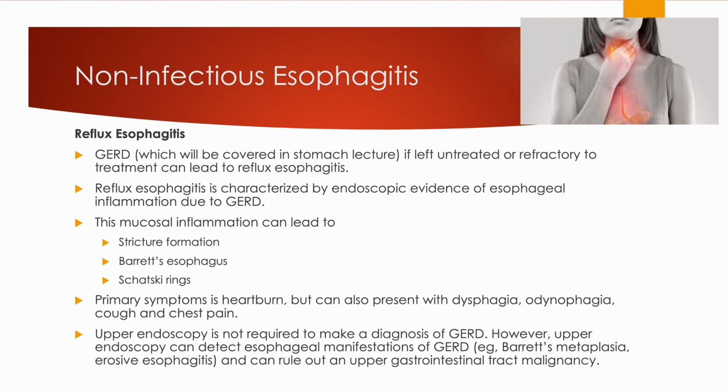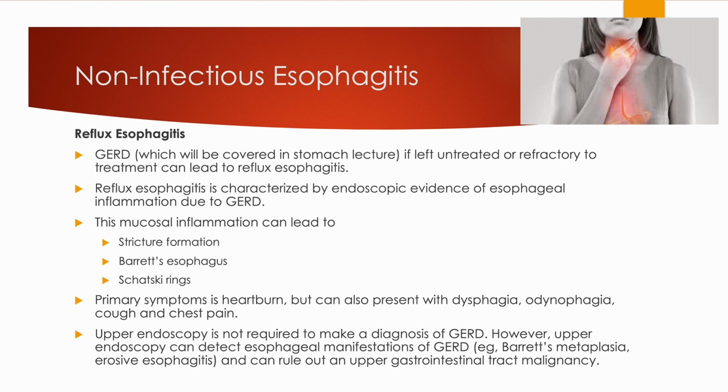And eventually, over time, that recurrent exposure to the stomach acid can cause other problems like stricture formation, Barrett's esophagus, which we will talk about at the end of this lecture, and other things like Schatzki rings. So primary symptoms: heartburn.